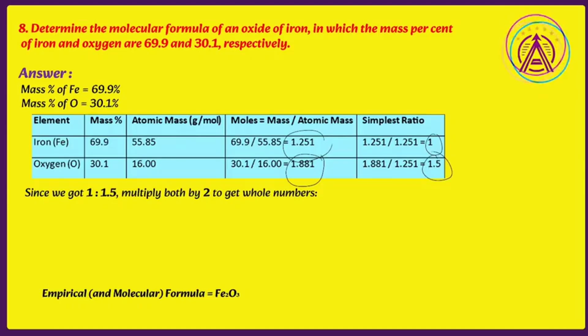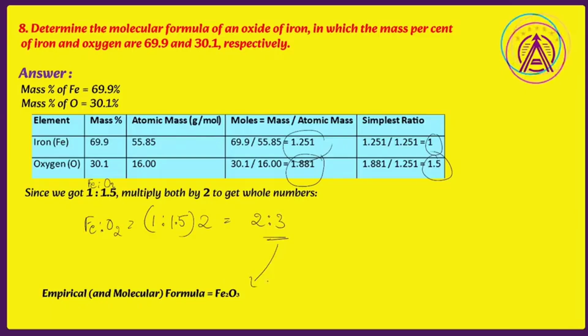So we know iron to oxygen is in the ratio of 1:1.5. Correct? Now, since this is not a simple whole number ratio, we multiply it with 2. So when we multiply it with 2, I get iron to oxygen to be 2:3. So from here we get the empirical formula and the molecular formula as Fe2O3.